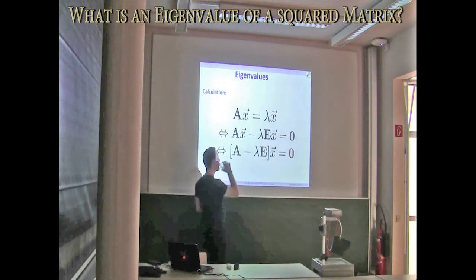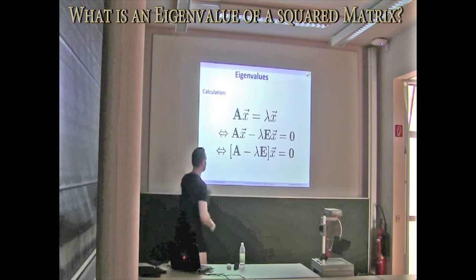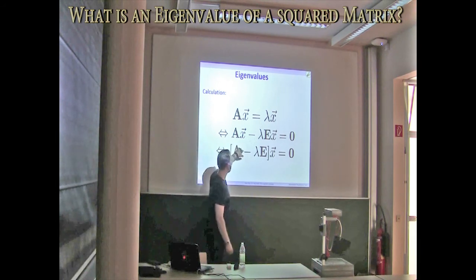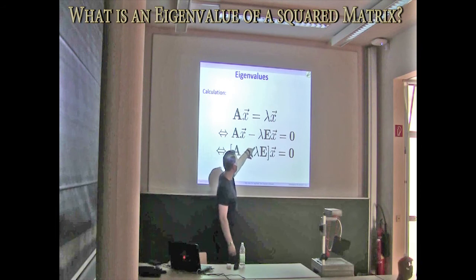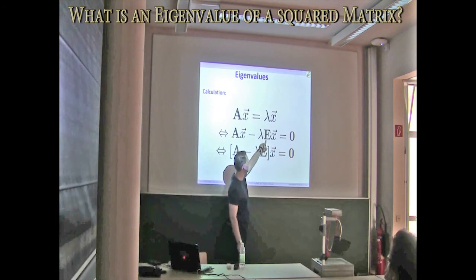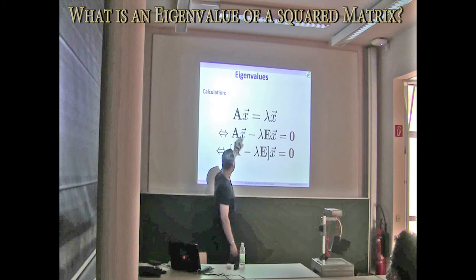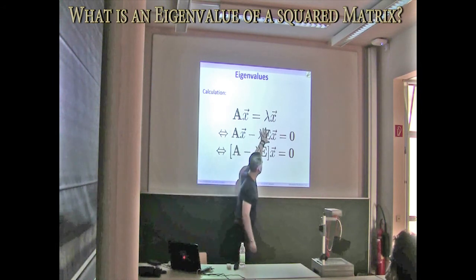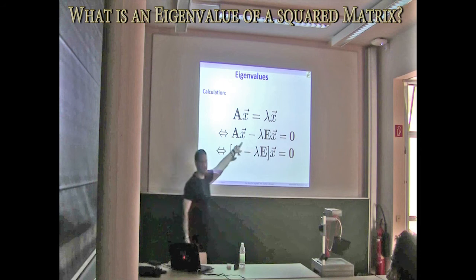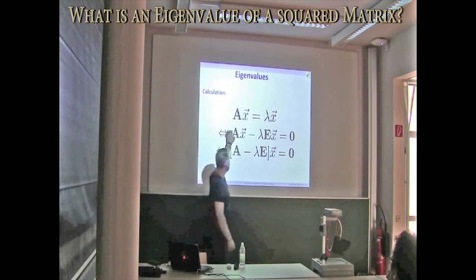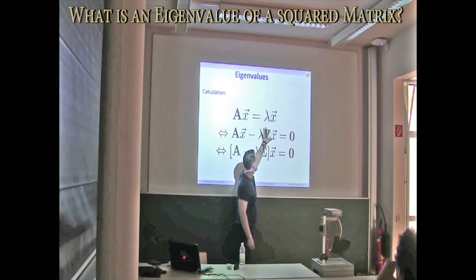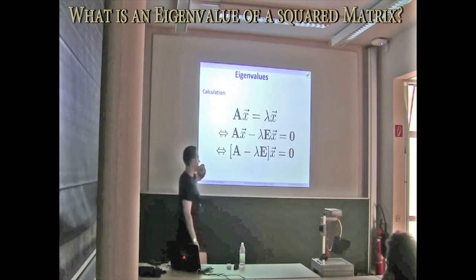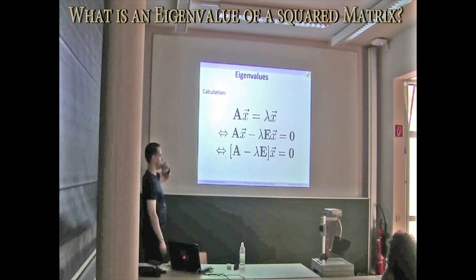Stop. It's pretty simple in the first place. So we have to make a strange operation here. At first we put this side over there. And therefore we have to include the identity matrix to allow the operation matrix minus matrix. Okay? It's just a trick to get a matrix, or in this case a vector here and a vector here, where it's allowed to do these minus operations. However, it's just the same equation.